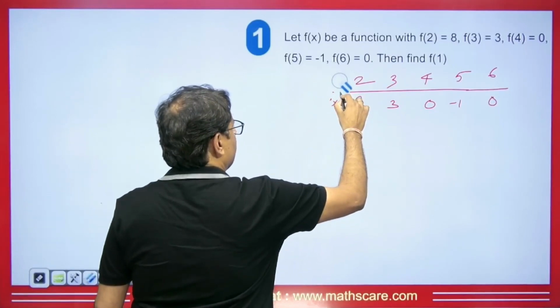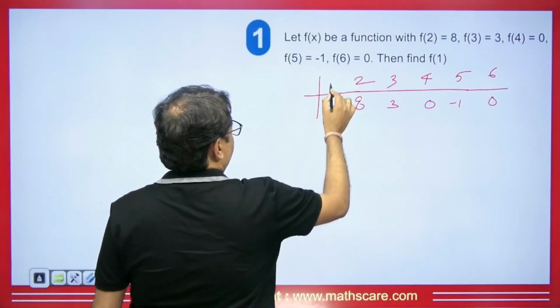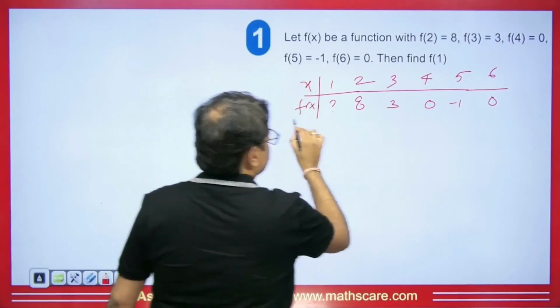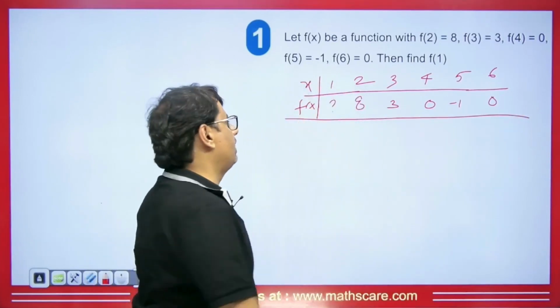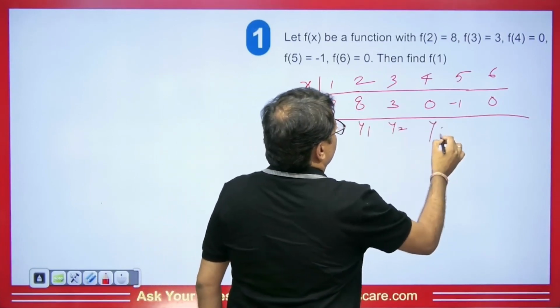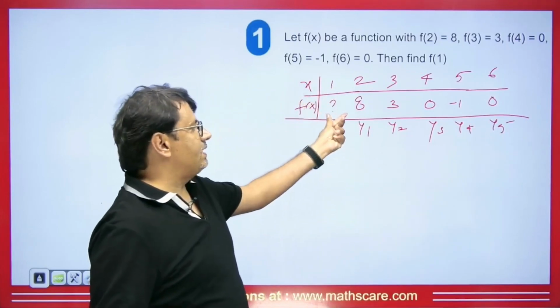I will remove a little data here and write properly. So we have this here. When it is 1, its value is missing. This is f and this is x. So what you need to do here is find the value of this. So what will we do? We will take this as y0, this is y1, this is y2, this is y3, this is y4, and this is y5. We have 1 missing here and 5 given.